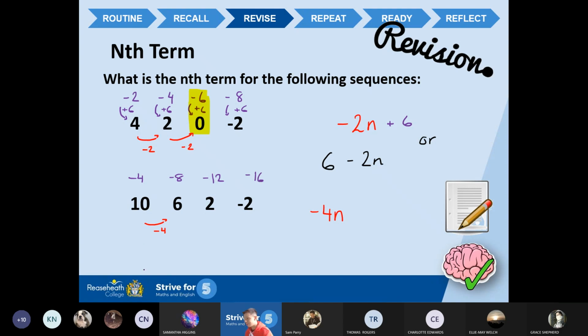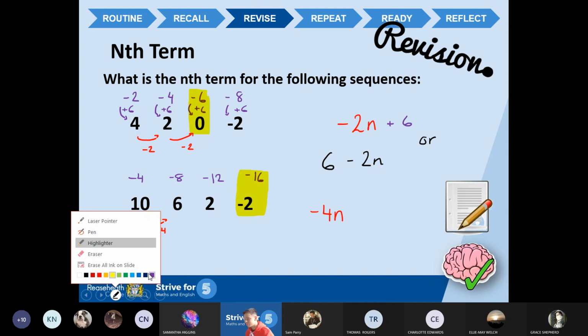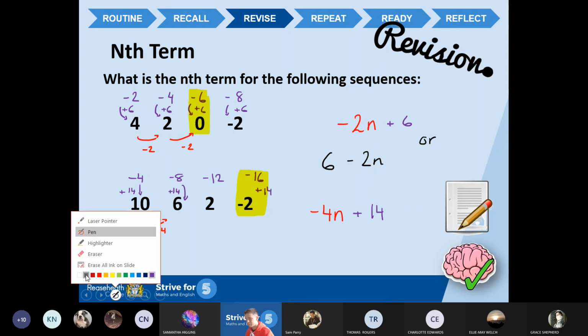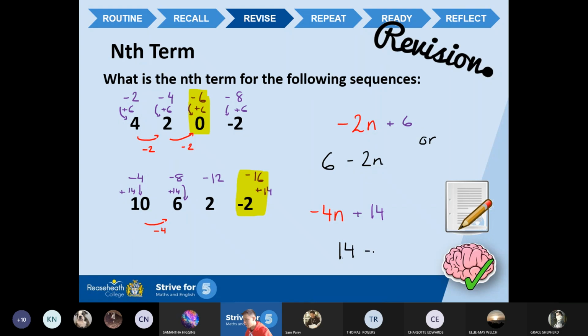Now, which one of those numbers seems the nicest for me to work with? I like dealing with negatives and these ones here. So minus 16 to minus 2. How do I get from minus 16 to minus 2? Well, I have to add 14 to make up that gap. So add 14. And you can check, right? Would that work for this one? Yeah, it would actually. Would it work for this one? Yeah, it would. So you can check your method with another one. So it'll be minus 4n plus 14. Okay. Now if I want to switch it, I can go 14 minus 4n, just in case I wanted to be funky.